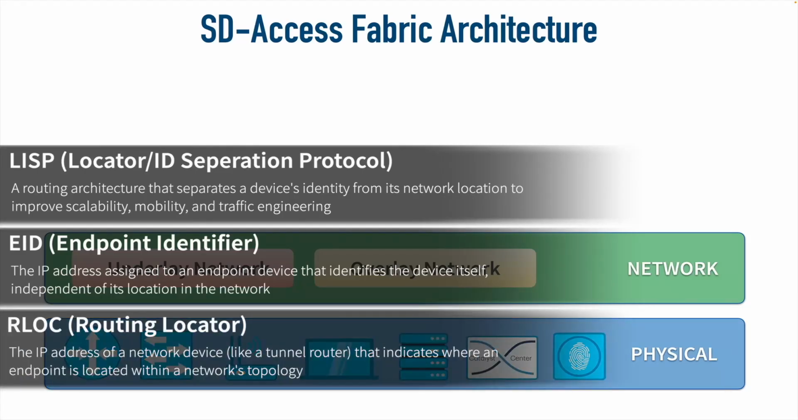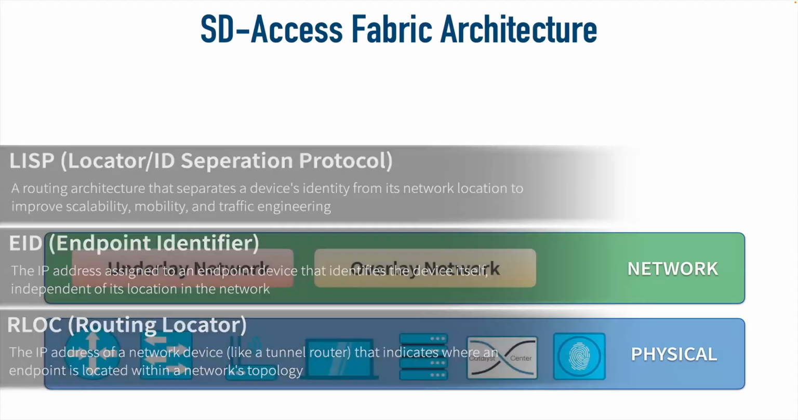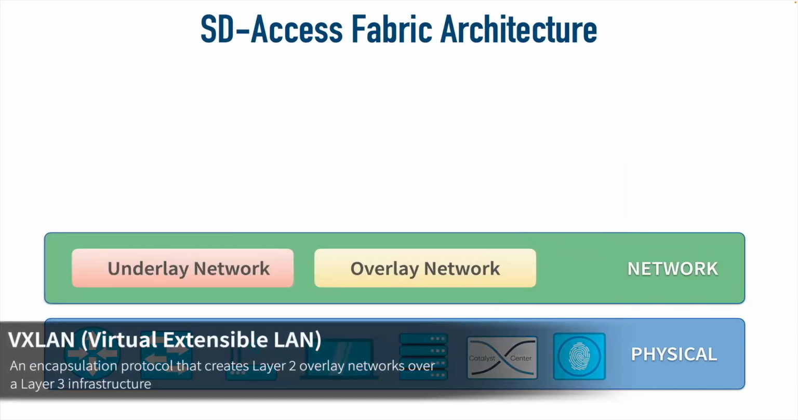So I could move my endpoint ID from one location to the other, but when I do that, there's going to be a mapping server that knows that my endpoint ID is reachable by going to a specific router's IP address. That's the RLOC. And VXLANs allow us to tunnel across this virtual fabric. This is what lets us have layer 2 connectivity even though we're crossing a layer 3 infrastructure. And again, we'll talk a lot more about LISP and VXLANs in our next module.